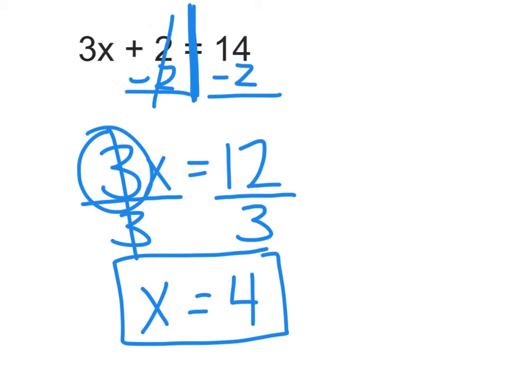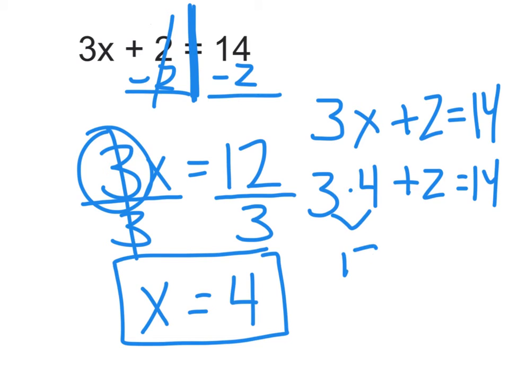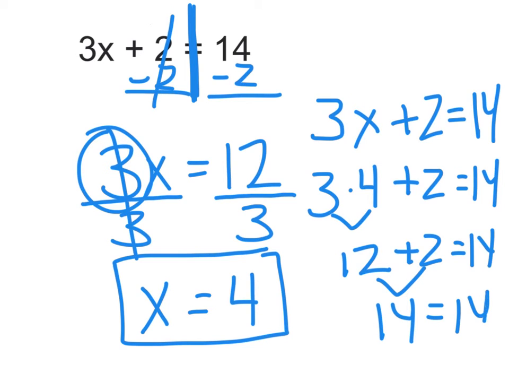What you could always do is plug this number back into your equation to see if it makes sense. So remember up here I had 3 times x plus 2 equals 14. Well, if instead of x I put a 4, so if I had 3 times 4 plus 2 equals 14. Well, 3 times 4 was 12, and then plus 2, and 12 plus 2 is 14, and 14 does in fact equal 14. So that's a true equation. My unknowns must equal 4.